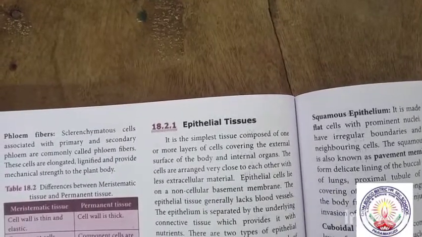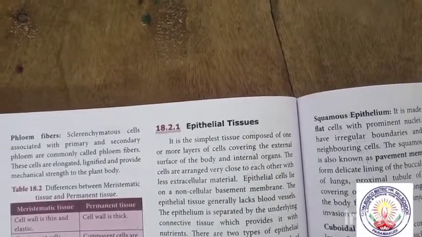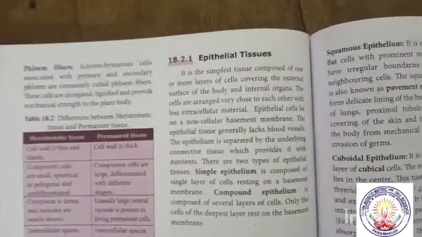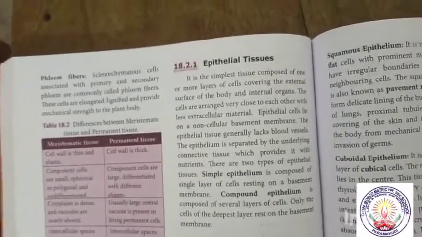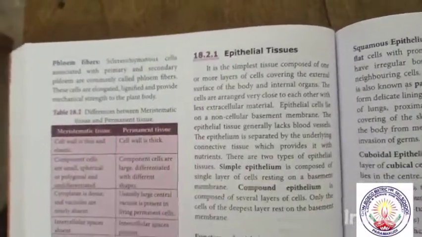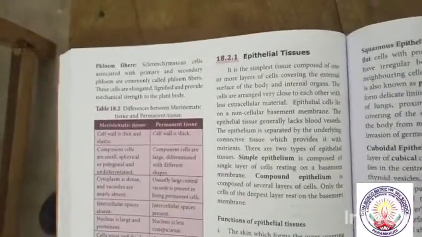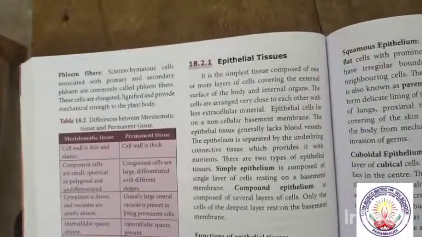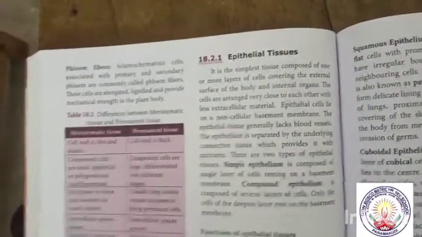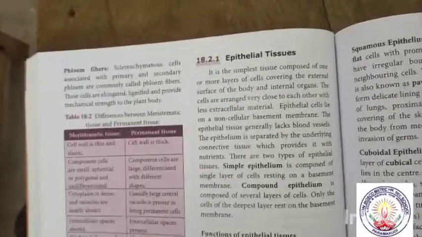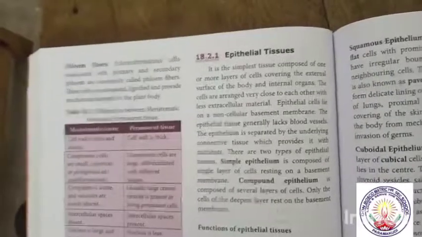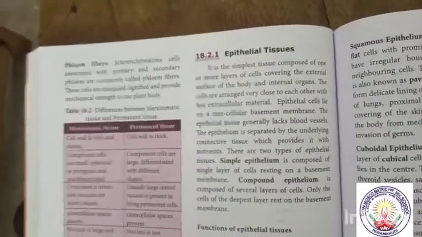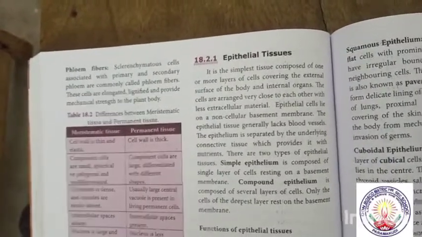The epithelial tissue generally lacks blood vessels. The epithelium is separated by underlying connective tissue which provides it with nutrition. There are two types of epithelial tissues. Simple epithelium is composed of a single layer of cells resting on a basement membrane. Compound epithelium is composed of several layers of cells. Only the cells of the deepest layer rest on the basement membrane.